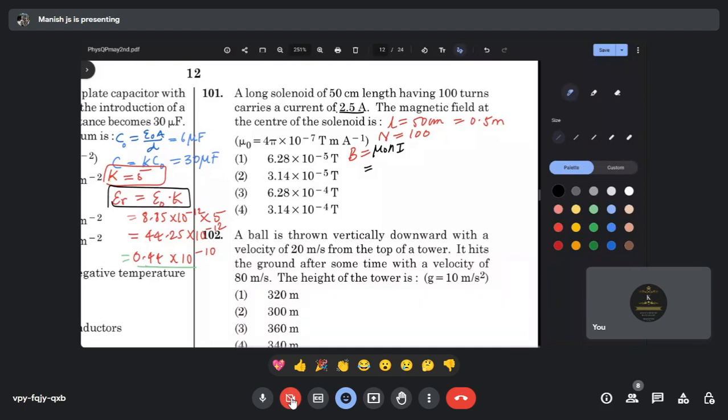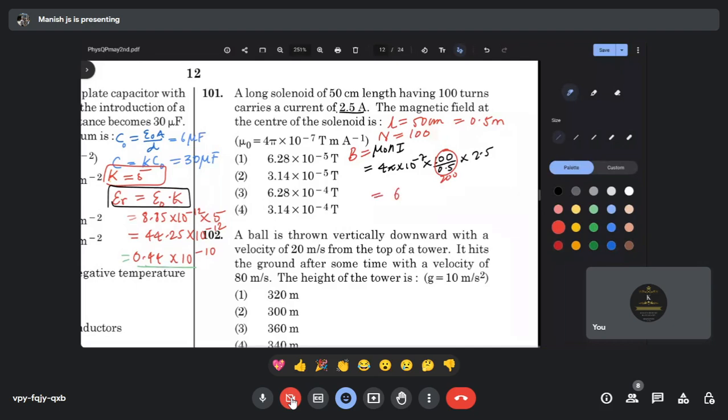So substitute the values, mu naught is 4 pi into 10 to the power minus 7. Small n and capital N are not the same thing. Small n is nothing but the number density, as we say, the number of turns per unit length, correct? The number of turns per unit length is what they have given us in the question. So what is the length? Length is 0.5, right? So you will write it as 100 upon 0.5. And current is 2.5. Simplify this. What are you getting? This is nothing but 200. 100 upon 0.5 is nothing but 200.